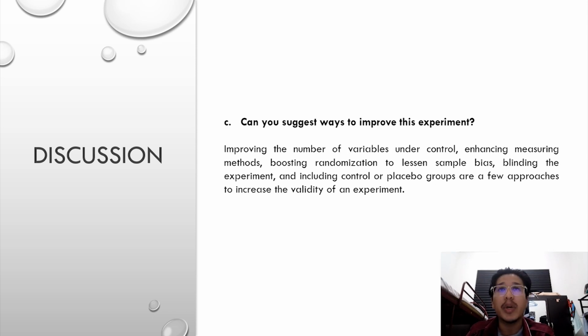To improve this experiment: increasing the number of variables under control, enhancing the measurement method, boosting randomization to lessen sample bias, blinding the experiment, and including a control or placebo group are a few approaches to increase the validity of an experiment.